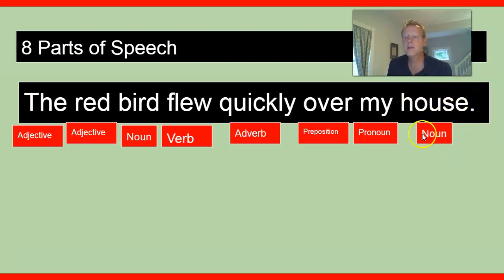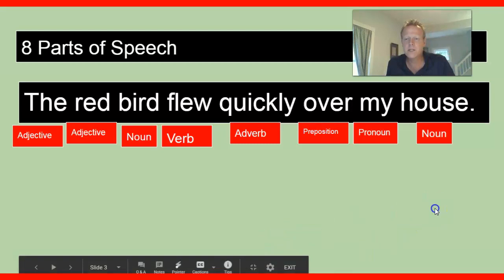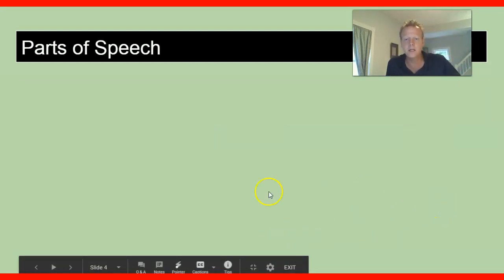And then this is, of course, a noun. Listen, once you can do this, it's like, okay, I get it. I understand where every word is, what it's doing, where it goes, and it will keep you safe when you start to write sentences. All right, let's go to the next slide and take a look.